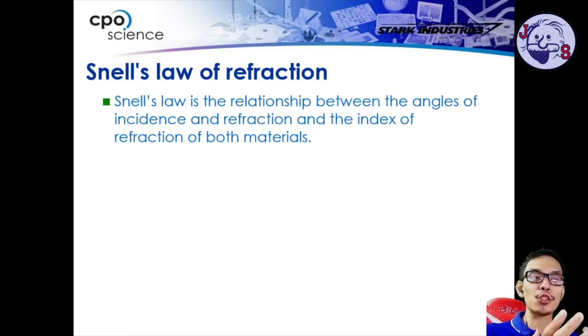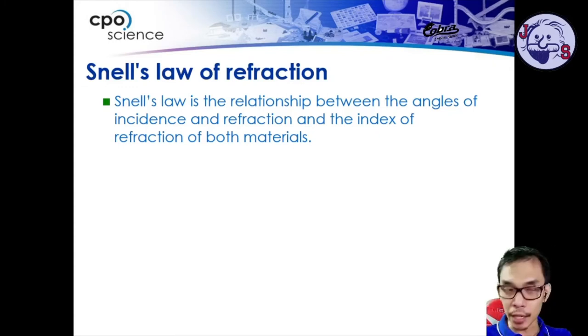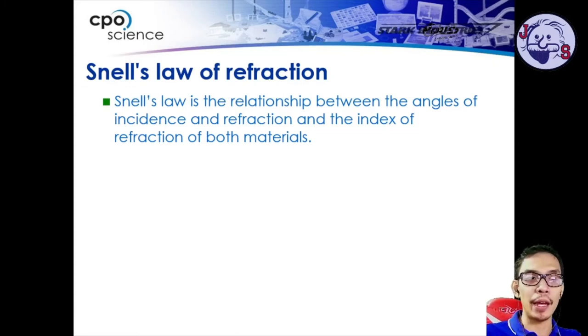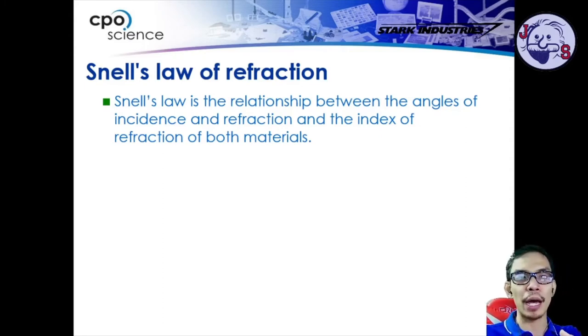Snell's law of refraction talks about the relationship between angles of incidence and angles of refraction between two materials with two different indices of refraction. So this is the relationship between the angle of incidence and the angle of refraction, and it talks about how light rays pass from one material to another material with two different indices of refraction.